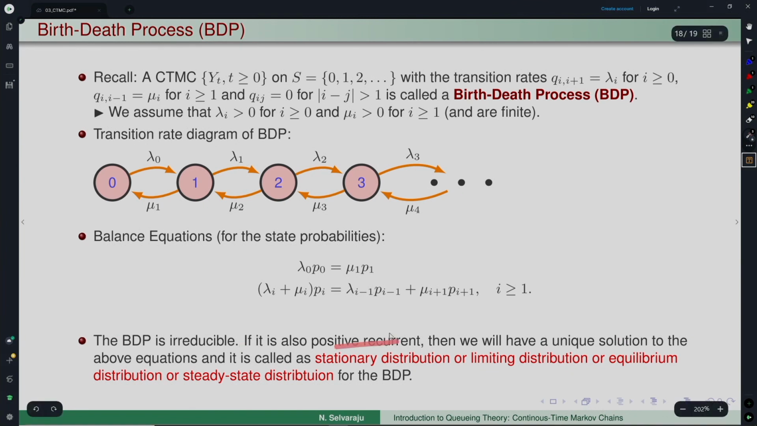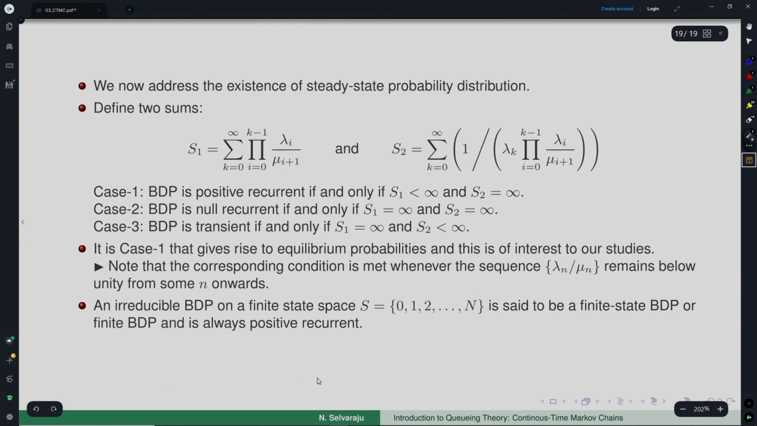So, if it is positive recurrent, then we will have a unique solution to the above equations, and it is then called a stationary distribution or limiting distribution, because we know these two are one and the same. Whenever they are one and the same, the additional terminologies used to describe it are equilibrium distribution or steady state distribution for the BDPs. Okay. Now, we address the question of existence of the steady state probability distribution for this condition.